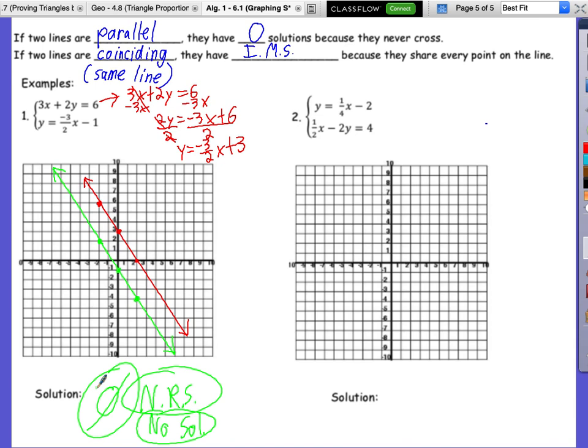Now, could we have known when we had these both in slope-intercept form that they were going to be parallel? Yeah. How? Because the slopes are exactly the same. So if we catch it early, awesome. If we don't, we graph it and we catch it now.